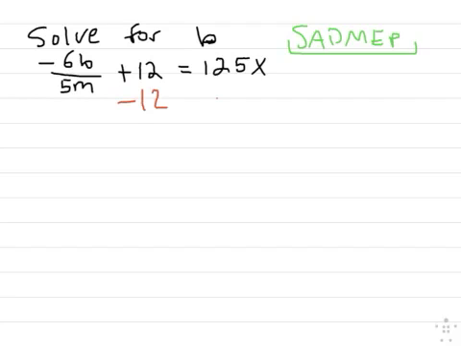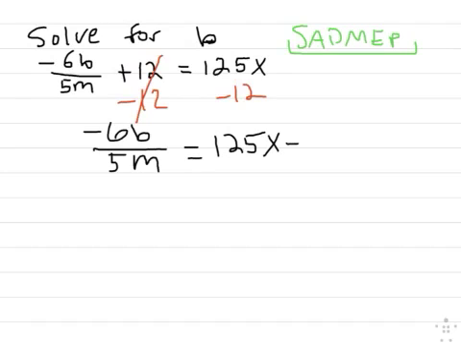Negative 12, and what happens? These are going to cancel, and then we're left with negative 6b over 5m equals 125x minus 12, right? Okay, good. Then we've got what's happening to all this stuff. Stuff's being multiplied, stuff's being divided, and you can do these in whatever order you feel like. But to me, I want to get rid of fractions as early as possible. So I've got the over 5m. I want to try to get rid of that.